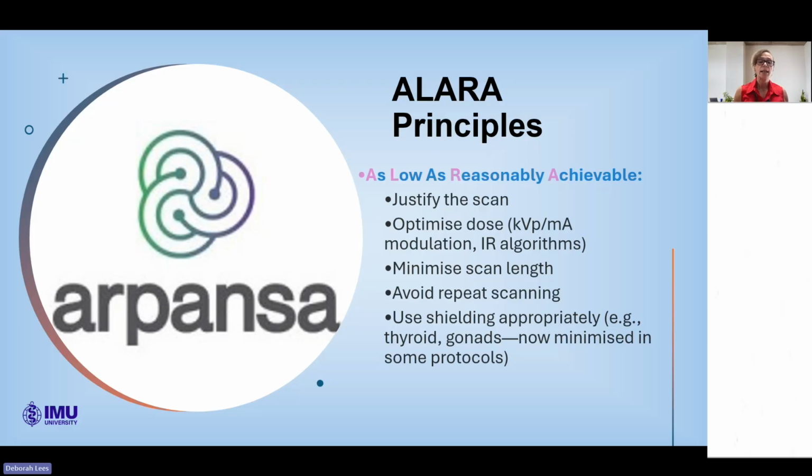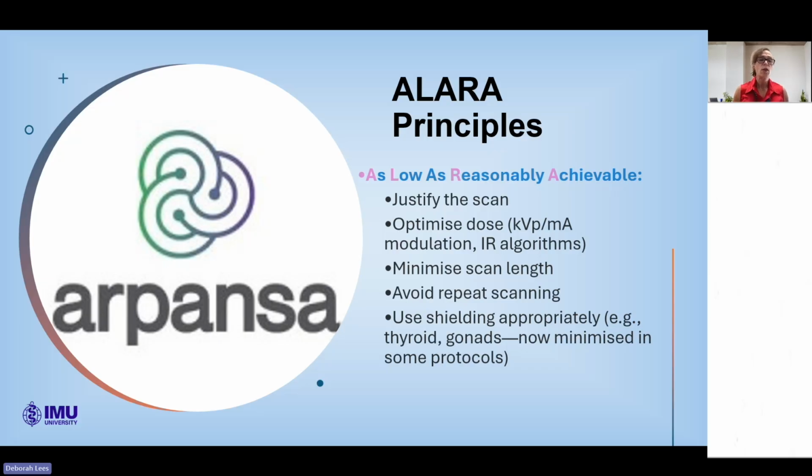The person taking the scan has the duty to optimize the dose, the modulation, and the image acquisition algorithms. You want to minimize the scan length, so you just want to do what you need. You want to avoid repeating the scanning, so you want to make sure you get a good shot the first time. And that also means you need to be clinically very aware of why you're requesting it and that you're requesting the correct scan for what you're looking for. You want to also use shielding as appropriate. So if you're not exposing the neck, if you're looking at the chest, you want to cover the gonads, you want to cover the thyroid.